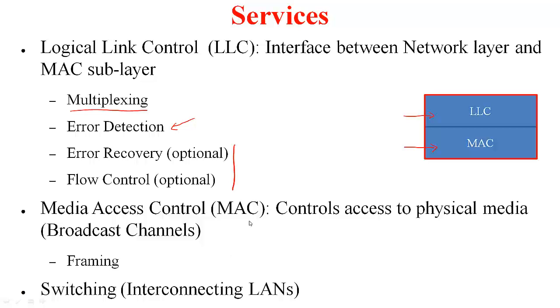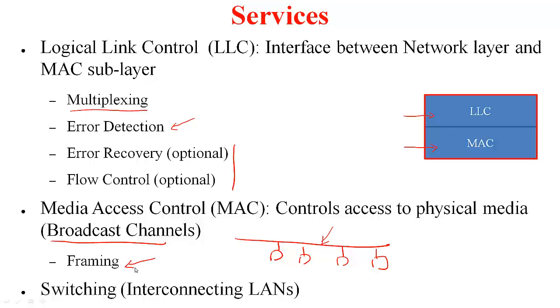Media access control, as the name suggests, controls access to the physical media. This is mainly applicable in broadcast channels where there are many nodes attached to a link. Why do you think we need to control access to the media? That is, decide who transmits when on this particular physical media. Is it okay if two nodes transmit simultaneously? What is going to happen? So that's right, packets will collide, which will result in errors and wastage of resources.